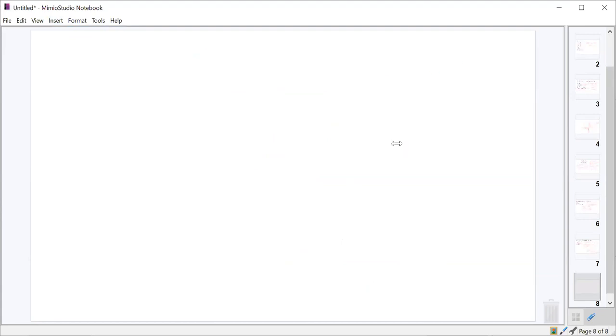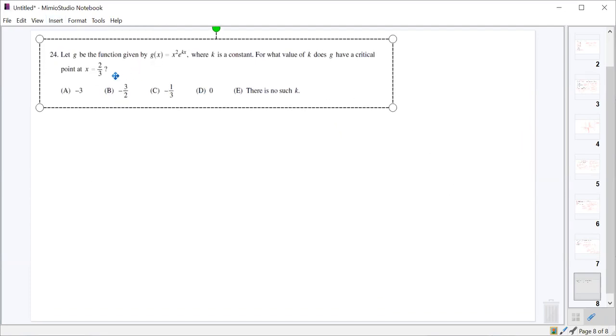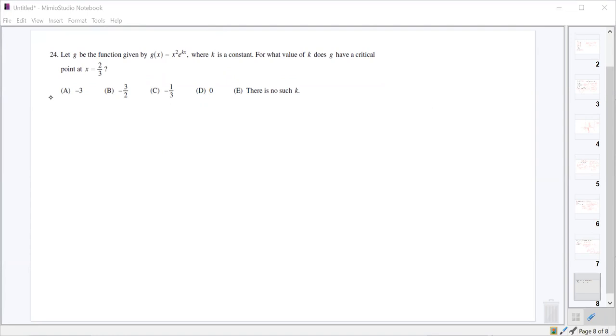All right, next one is 24. We have g of x as x squared e to the kx, where k is a constant. We want to know for what value of k does g have a critical point when x is 2/3.